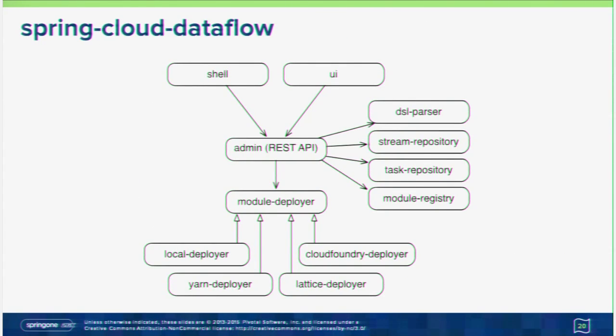This is just showing a little bit more the pieces, right? The shell, the UI, they'll all go to the admin. But now the admin's much thinner because it doesn't have any responsibilities around the runtime for coordinating it. So it's mostly delegating the orchestration task to this module deployer component. And the components of the admin that are really important to us now are, of course, the DSL parser. The stream repository is basically where the standard Maven repo, same thing for task, and then we register them locally in the module registry.